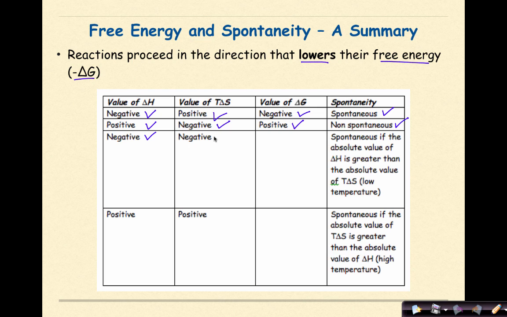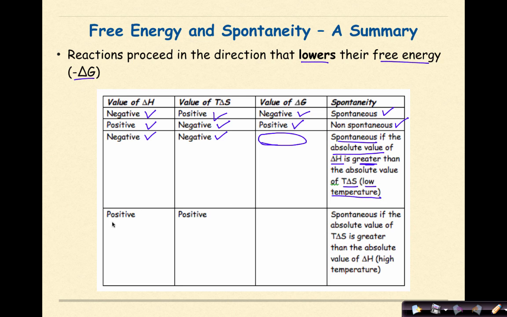Things become a little bit more dicey in this situation, where you have a negative delta H, a negative T delta S. Your value of your delta G is going to be spontaneous if the absolute value of the delta H is greater than the absolute value of your T delta S. In other words, under low temperature.